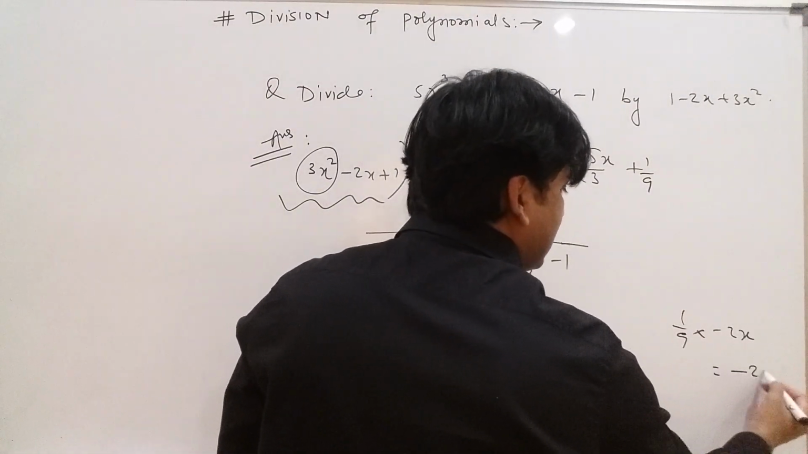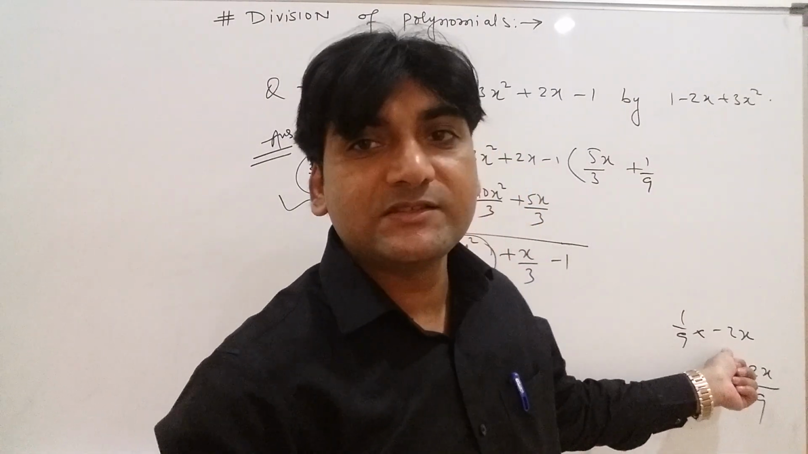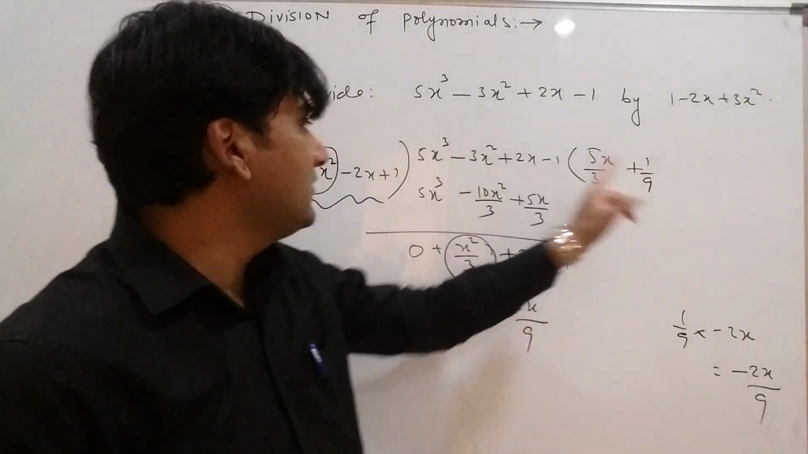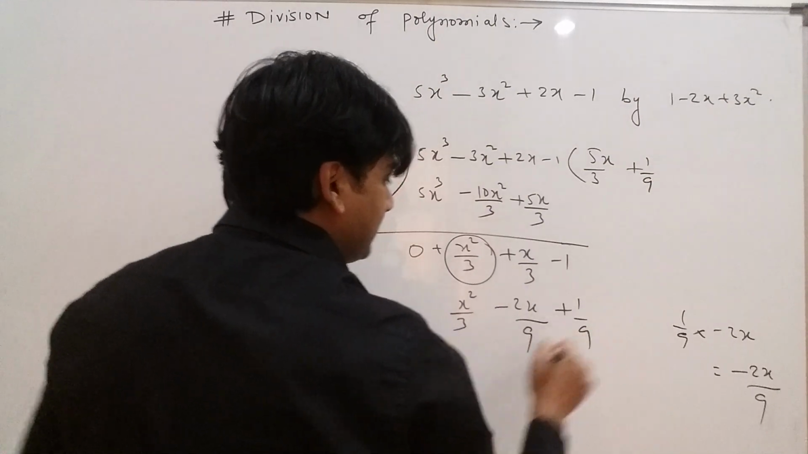So you got minus 2x over 9, right? 1 times minus 2x is minus 2x and over 9. So this is minus 2x over 9. This 1 over 9 you have to multiply with this 1. So 1 times 1 over 9 is only 1 over 9.